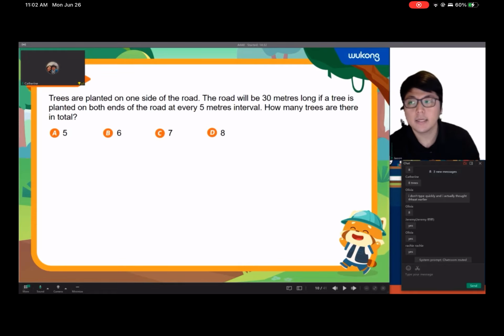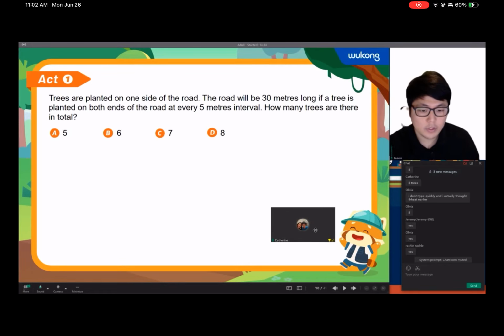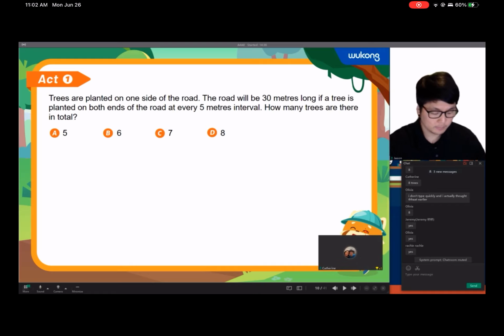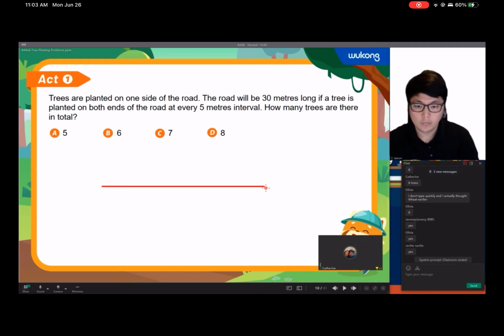Hello. So, Catherine, can you please read this question out loud first? Trees are planted on one side of the road. The road will be 30 meters long. If a tree is planted on both ends of the road at every 5 meters interval, how many trees are there in total? So, what did I tell you to make sure you read carefully? What's the most important part of this question?